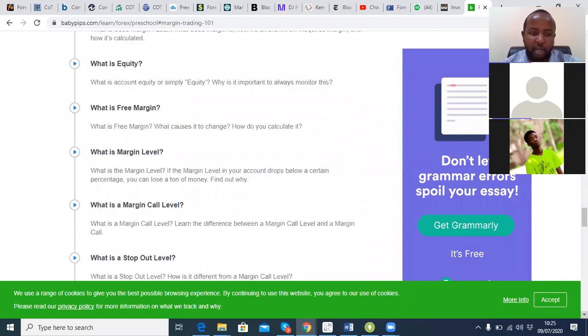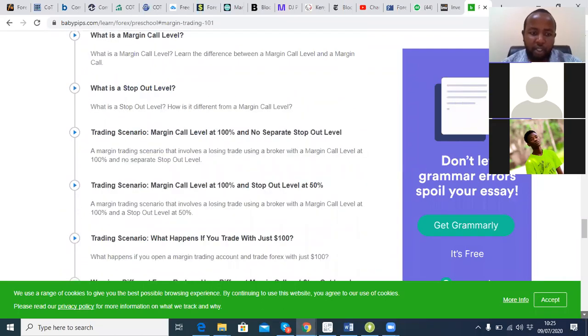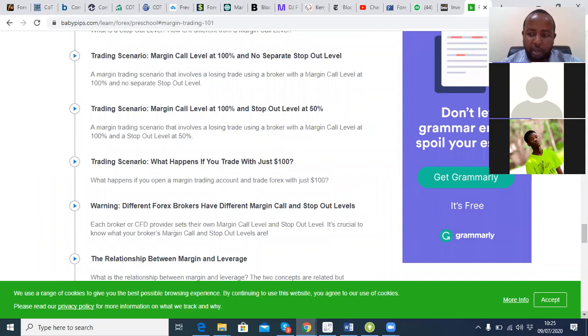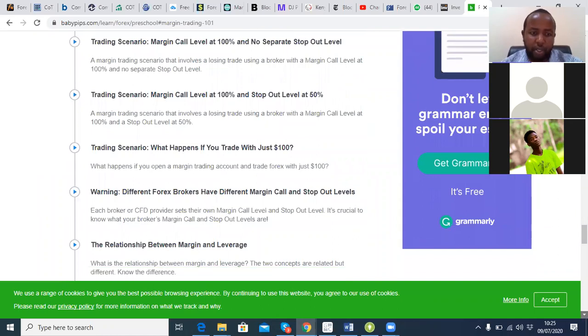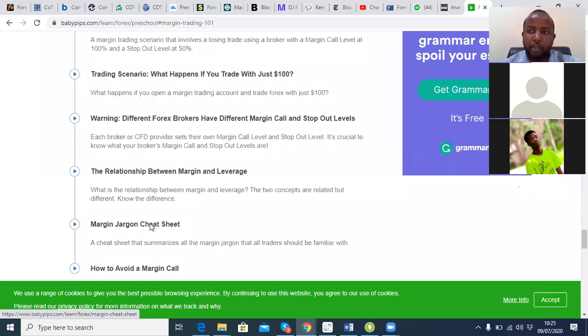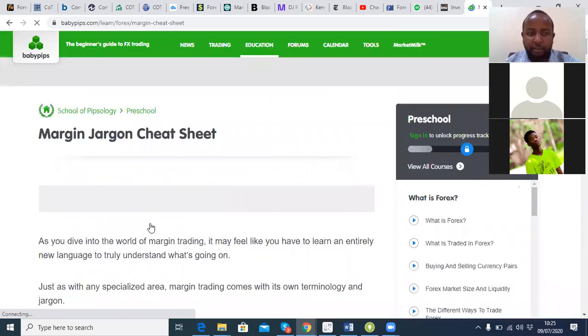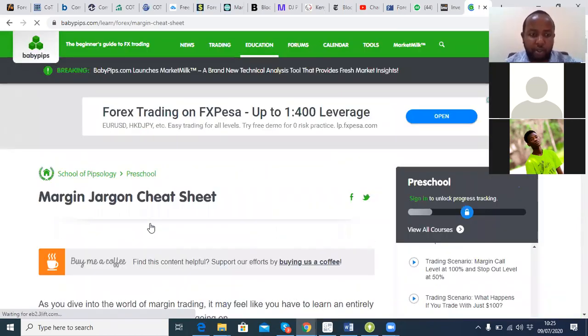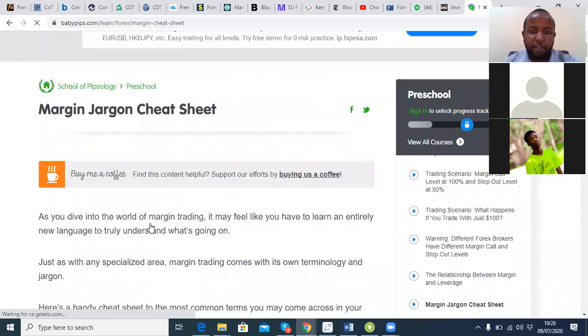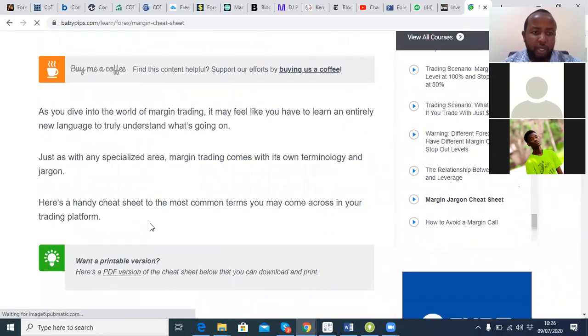So I'm just going directly to the definitions because we have practicals to look at. Let me go to the cheat sheet down here, or the main definitions. So now follow keenly, because this website is able to explain margin very, very well. As you dive into the world of margin, it seems like a new language. So these are the definitions. Just follow.